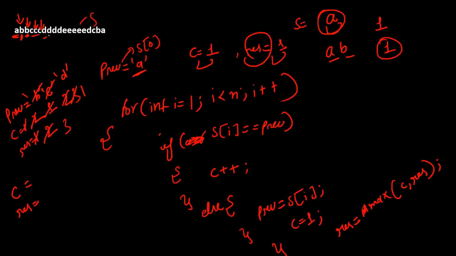So now for this one, c value, for this one you can see that the ith value is equal to that of the previous value, so c value will be updated to 2, res will remain as it is. Then for this as well, so c value will be updated to 3. Same for this as well, the value is equal, so c value will be updated to 4, and hence the value of res will be updated to 4, because this time c is maximum than that of res.